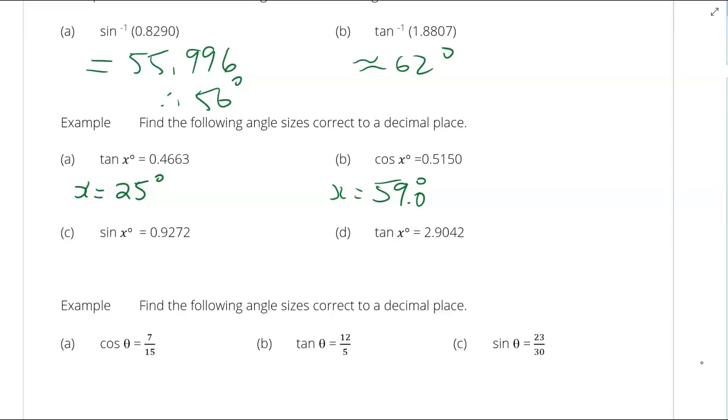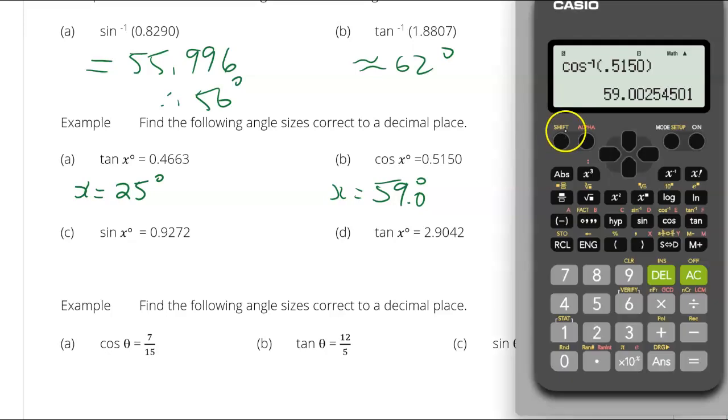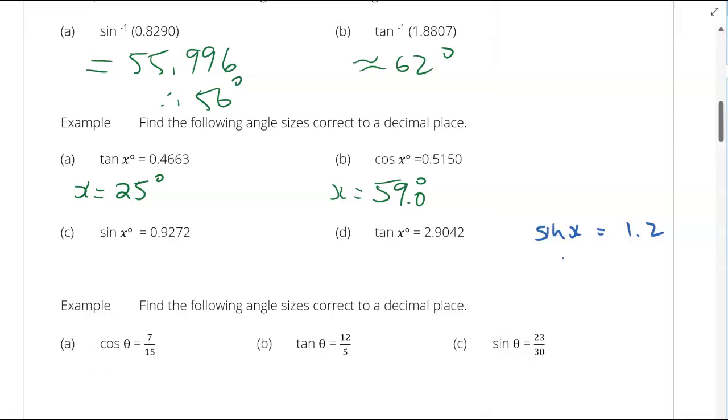I just want you to try one. Actually, in hindsight, I forgot. So let's do this one. Sin x equals 1.2. Can we do it? Go, shift sine, 1.2. What do we get? Uh-oh, math error. Why is that happening?